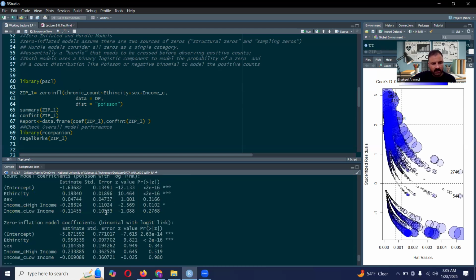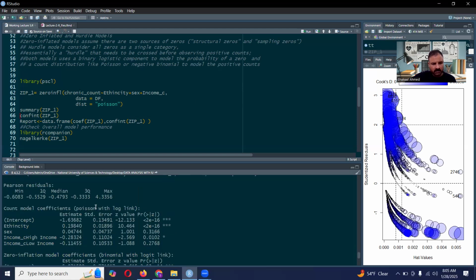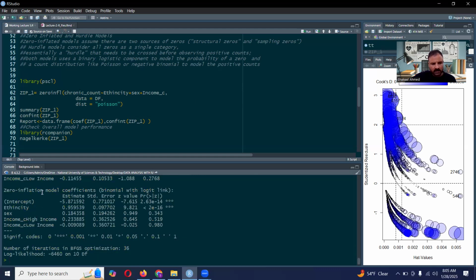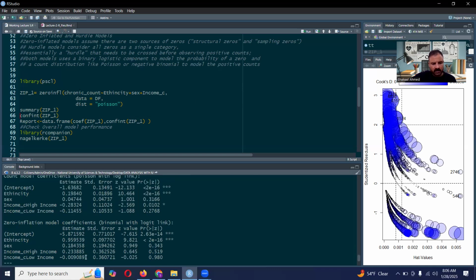It consists of two parts. One is the count part, that is Poisson with log link, and the other is the zero-inflated model, that is binomial with log link. So we have two portions. One is for inflated zero: how these X variables are affecting the production of a zero or not will be decided by these coefficients. And we are interested basically in these coefficients.